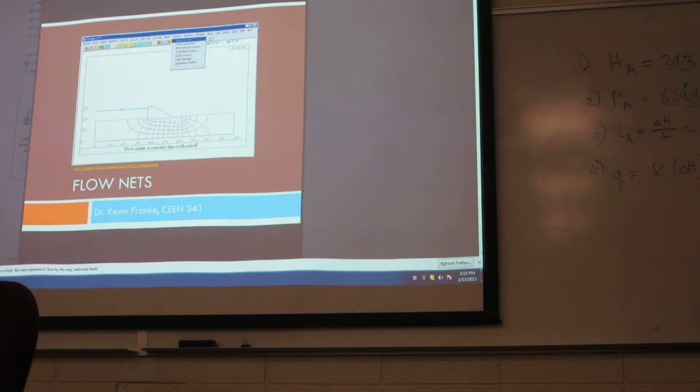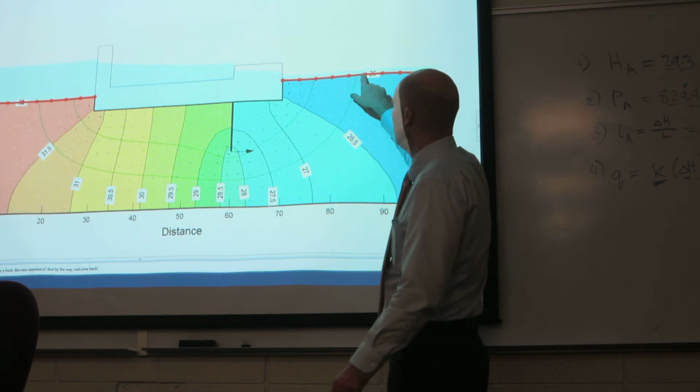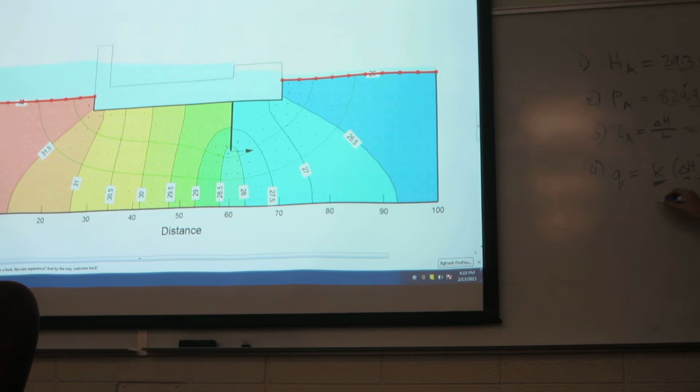So let's go back. Where were we? We were right here. So, well, K would be given. What's my change in head on this one? 6. It's going to be my total change in head, right? Yeah, 6. So 6. K times 6 feet.